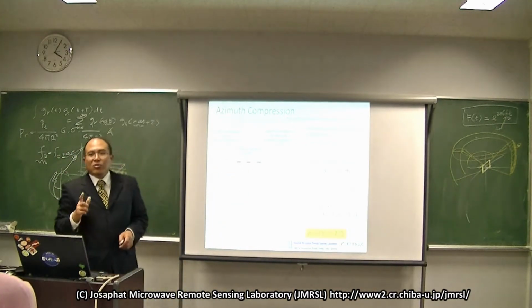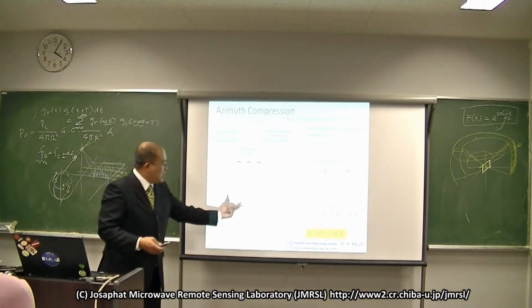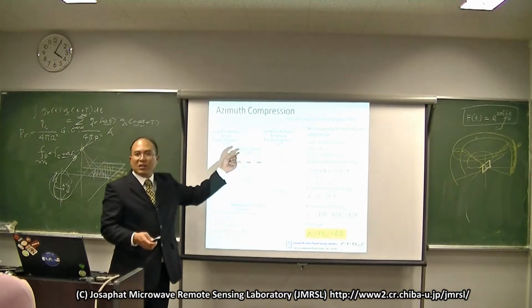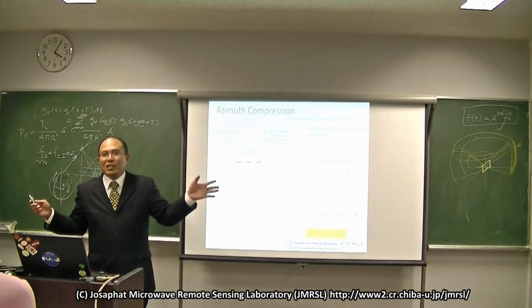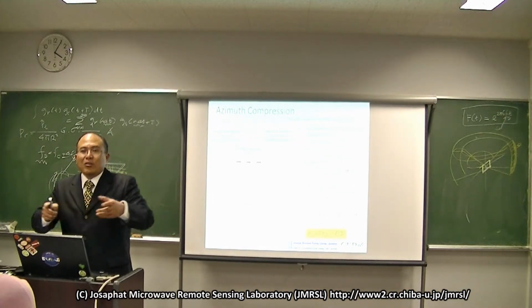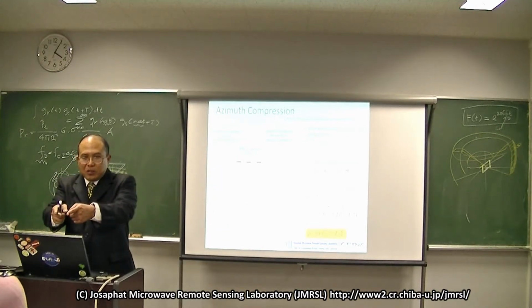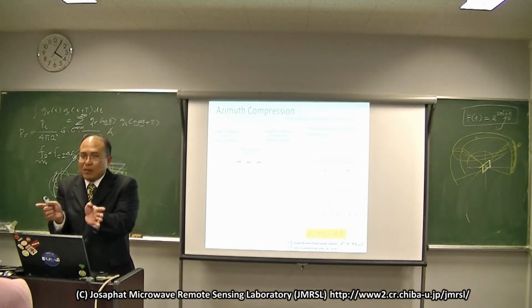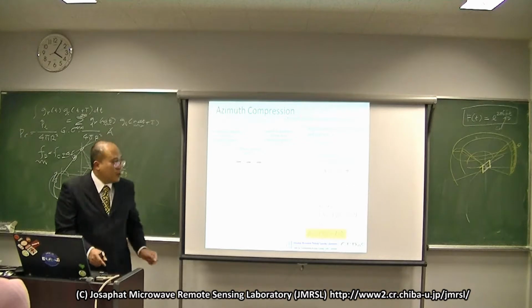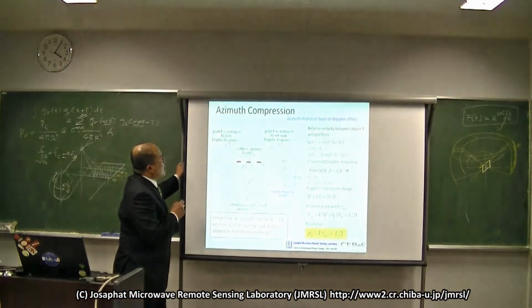So if you want to make the illumination smaller, you will find this one is small. If you want to observe shortly, it is better to use a big antenna. But if you want to observe for a long time, you just need a small antenna because the beam is large.